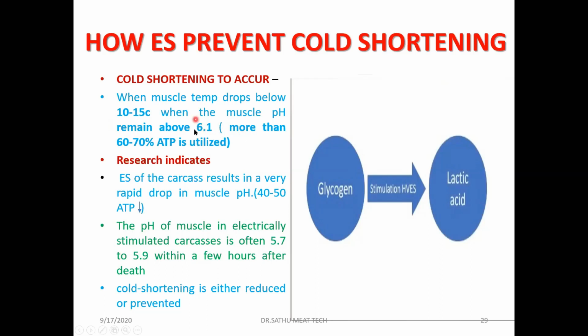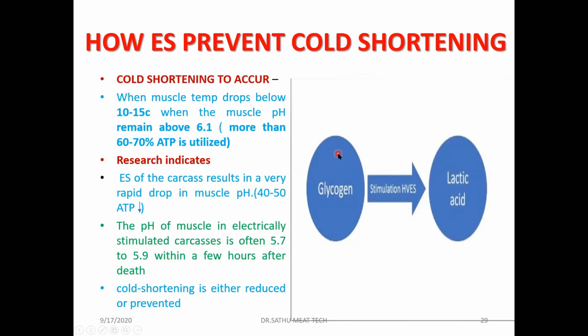At a pH above 6, more ATP will be there, and when you expose it to a temperature of 10 to 15 degrees, the sarcoplasmic reticulum will lose the calcium. So the two components required for muscle contraction are sufficient. That leads to muscle contraction, or cold shortening.